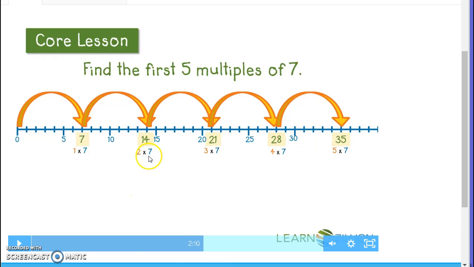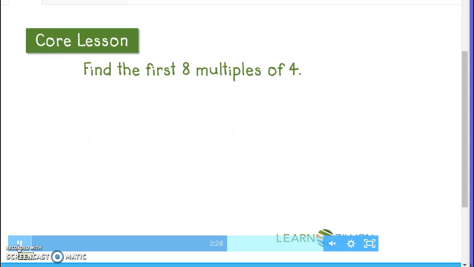So really knowing your facts helps you actually find the multiples. So these are the first 5 multiples of 7: 7, 14, 21, 28, 35. And again, this could go on forever, but these are just the first 5. And then again, to actually list them, you don't need the number line. You can just do 7, 14, 21, 28, 35, and add the 3 dots to show it goes on forever.